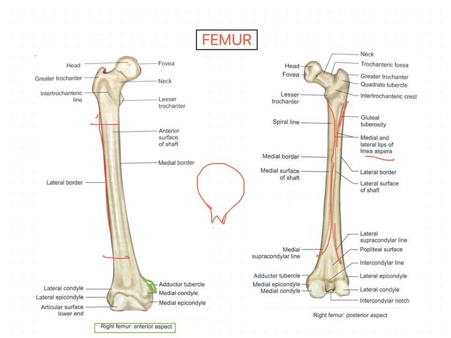Normally it gives attachments to the knee ligaments such as the anterior and posterior cruciate ligaments. So these are all about the bony parts related to the femur. In the next session we are going to discuss the muscle attachments.